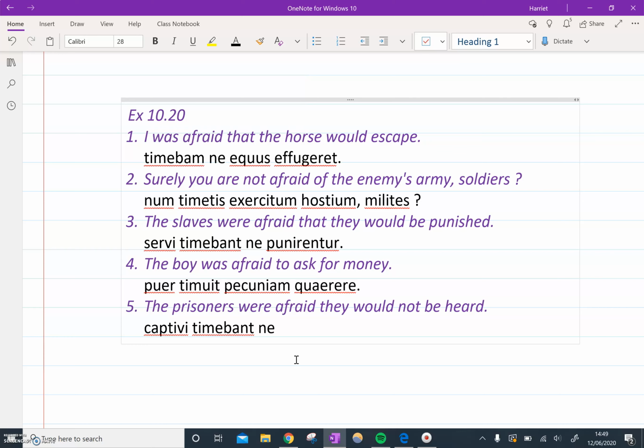So captīvī timēbant nē, they would not be heard. Okay, so we need a nōn. So nē and nōn are next to each other, which is a bit strange. So they would not be heard. So to hear, we know is audīre, and it's they, and it's passive, so it's untur. Okay, some beautiful little Latin fearing clauses that we've made there.